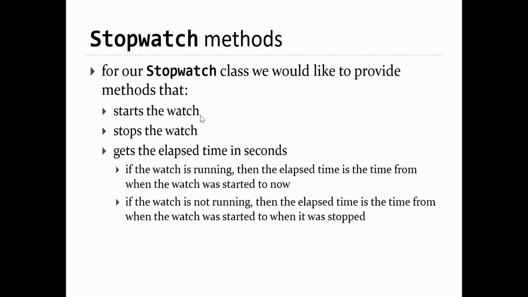So I want a method that lets the user start the watch, a method that lets the user stop the watch, and a method that lets the user find out how much time has elapsed since the start button was pressed. If the watch is running, the elapsed time is the time from when the watch was started till now, when the method was called. If the watch is not running, the time on the face of the stopwatch is the amount of time that passed between pressing start and stop. So there's going to be an if statement inside this method.